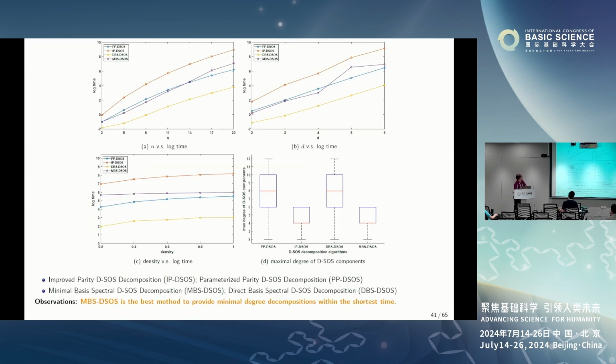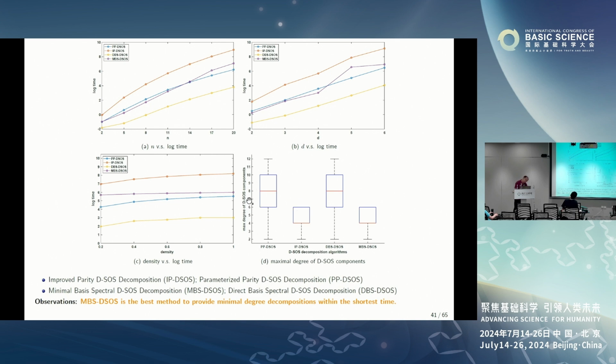Here is the comparison of these methods. You can see that there are two sets. The first set is IP DSOS and PP DSOS corresponding to parity decomposition, and the rest correspond to special decomposition. Here we change the size of the polynomial n, the degree d, and the density. You can see that all of them are very similar. Of course it increases with the increase of size, degree and density, but not very quickly.